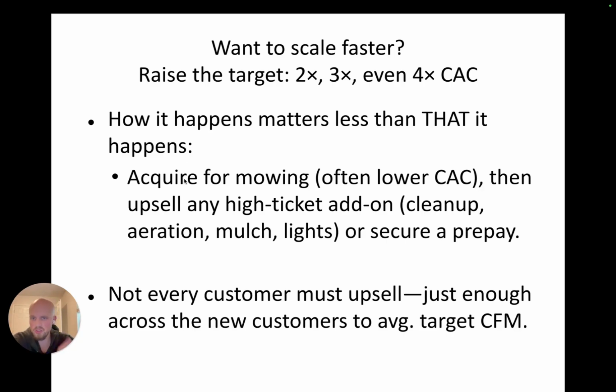Okay, so this can be done in the spring for acquiring mowing customers. Oftentimes they'll have a lower CAC. Then you just upsell high ticket items like cleanups, aerations, mulch, whatever. You can do prepays. You can do anything as long as the average value across the whole 30 days, that whole cohort of customers, is getting your average customer ticket value across that threshold. Not every customer has to accept an upsell, because you might have somebody that prepays for the year, and that's 3 grand right there, right? So that takes care of 10 others.